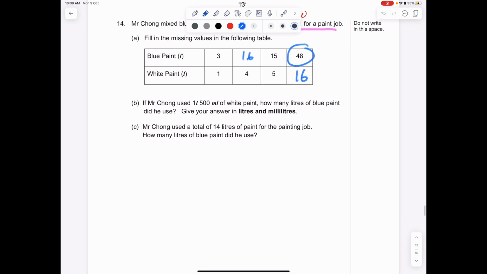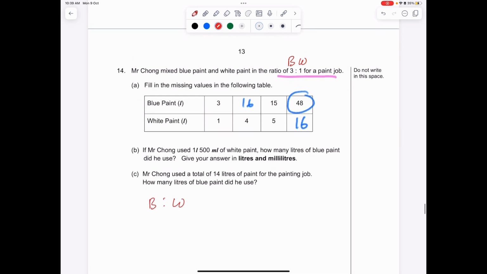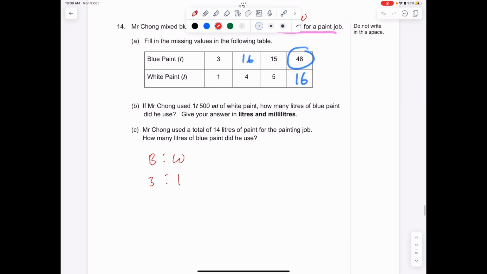Okay. Now, next question. If Mr. Chong uses 1 liter 500 ml of the white paint, how many liters of the blue paint did he use? Give your answer in liters and milliliters. This is very easy. So what do you need to do? Put the ratio down first. Okay? So remember, blue is to white is always 3:1. So then, given that this is the amount, Mr. Chong uses white paint is 1500.